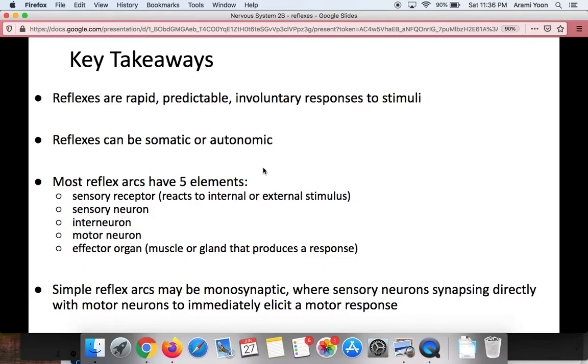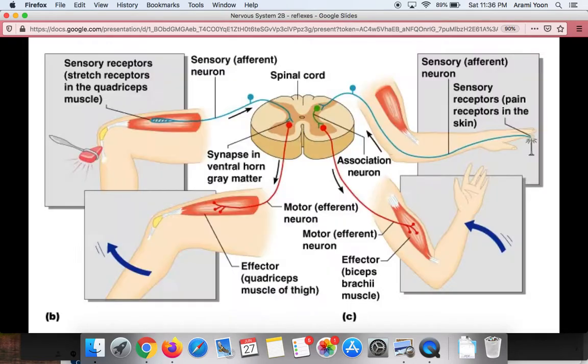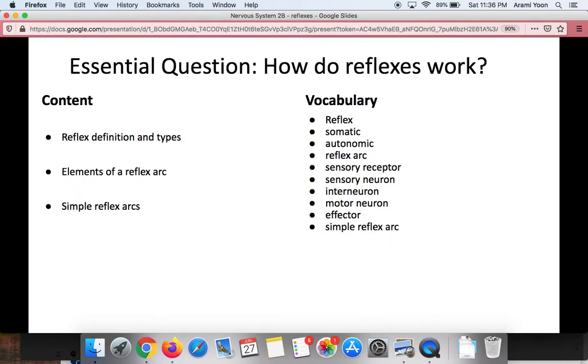Most reflexes or reflex arcs have 5 elements: the sensory receptor, the sensory neuron, the interneuron, the motor neuron, and the effector organ. But simple reflex arcs may be monosynaptic, where sensory neurons synapsing directly with motor neurons immediately elicit a motor response. What I'd like you to do is just take a few seconds and answer this essential question. So pause the video. How do reflexes work? And if you can answer that question using all of the vocabulary shown here, then you have probably mastered this concept.